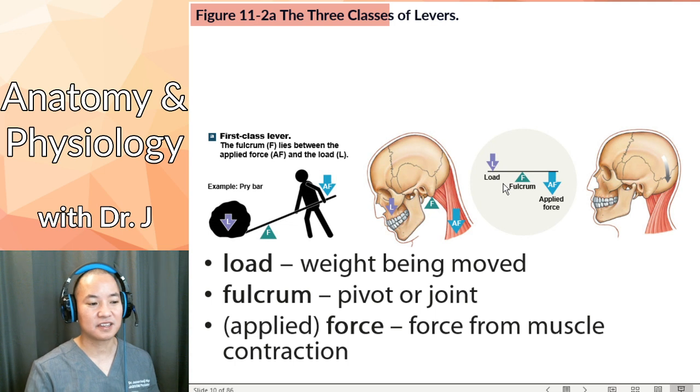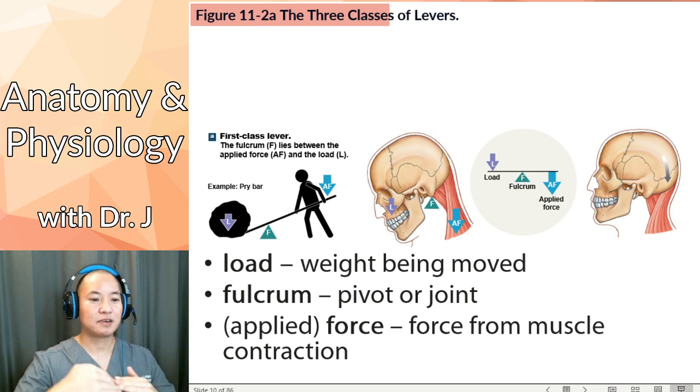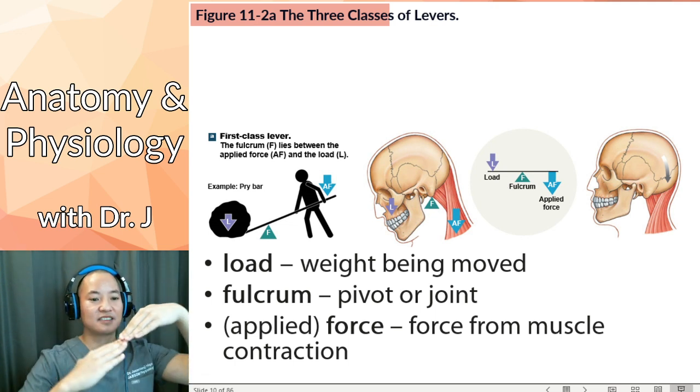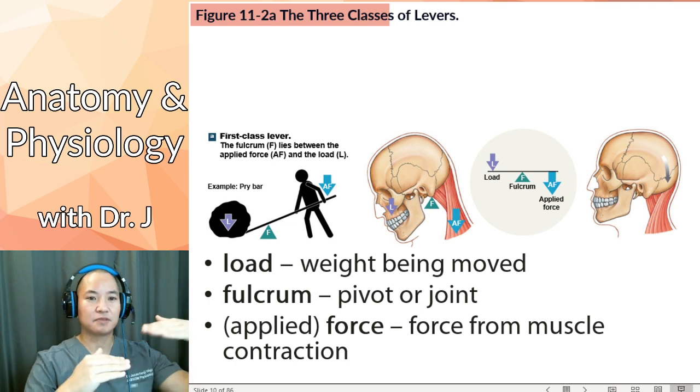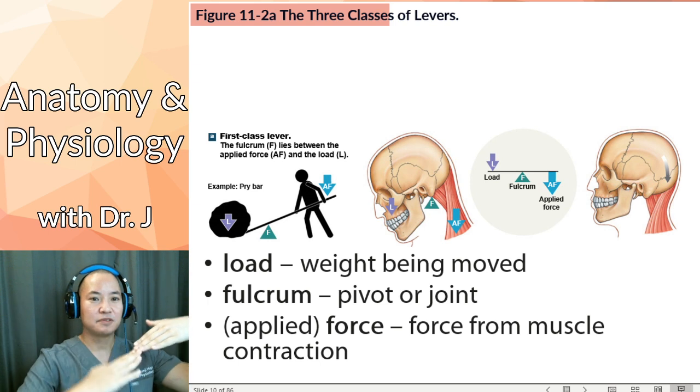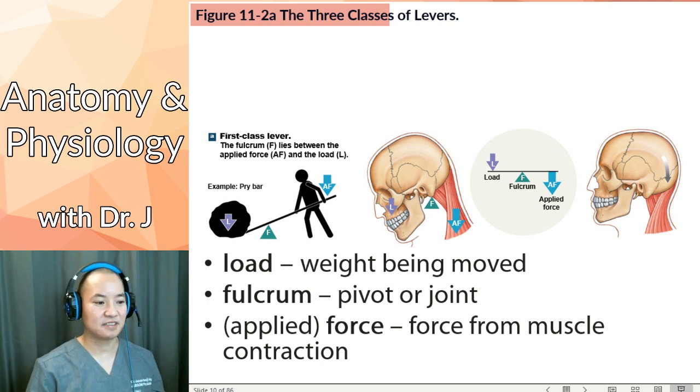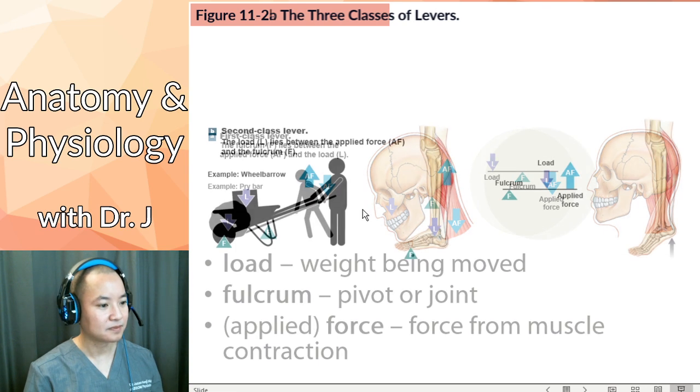They use this example of a pry bar, but a first class lever is kind of like a seesaw. So you have that pivot, that joint in the middle, and you have the weight on one end. And if something moves it on the other end, the weight moves up and down. So this is a first class lever. It's probably the simplest one.